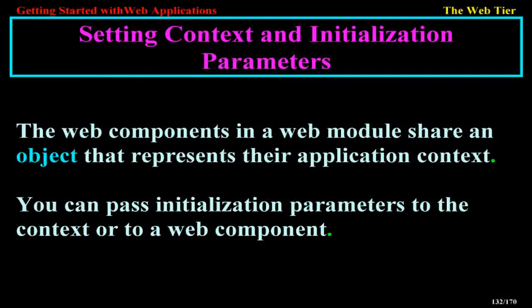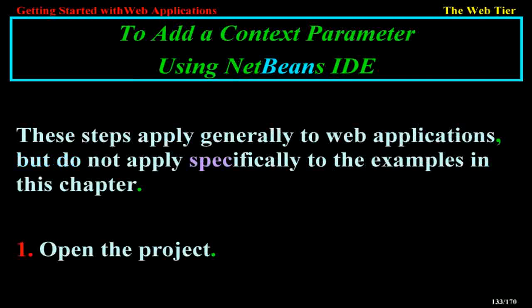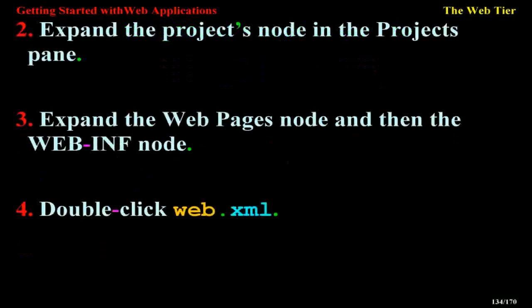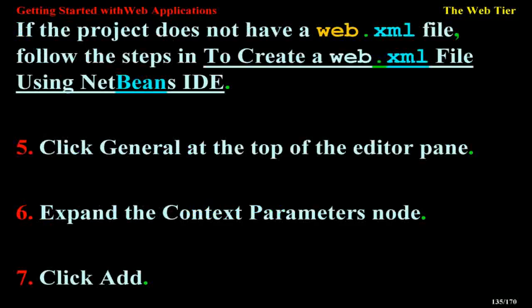The web components in a web module share an object that represents their application context. You can pass initialization parameters to the context or to a web component. To add a context parameter using NetBeans IDE, these steps apply generally to web applications, but do not apply specifically to the examples in this chapter. Open the project. Expand the Projects node in the Projects pane. Expand the Web Pages node and then the WEB-INF node. Double-click web.xml. If the project does not have a web.xml file, follow the steps in the next section to create a web.xml file using NetBeans IDE.